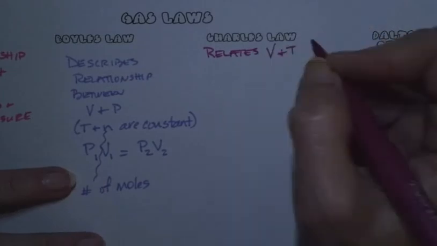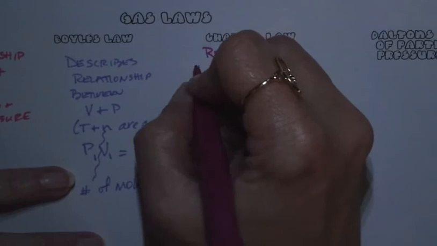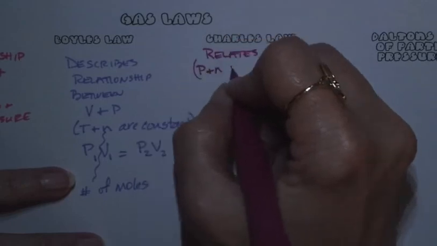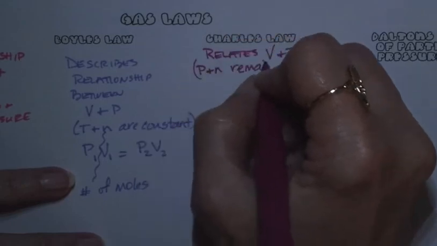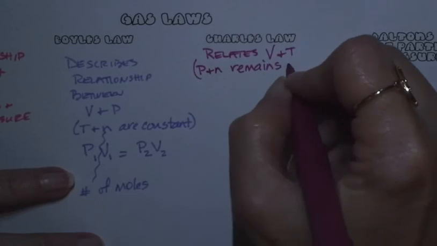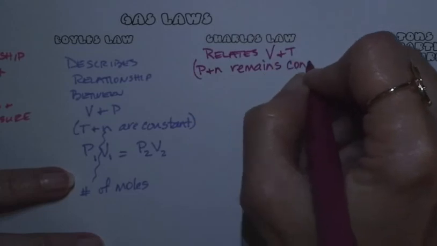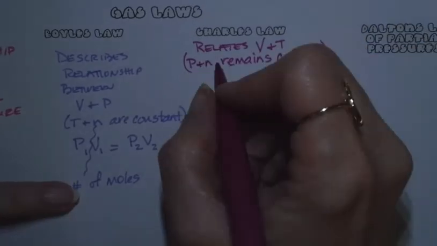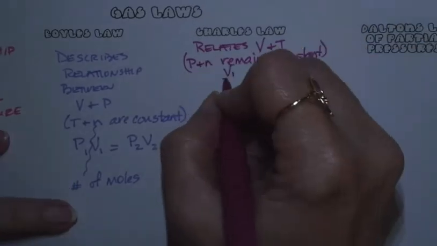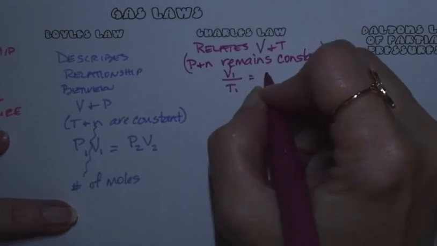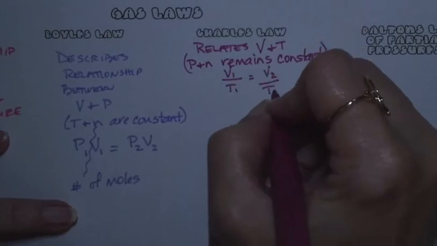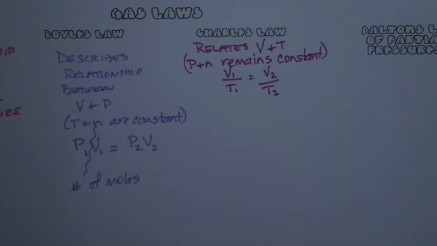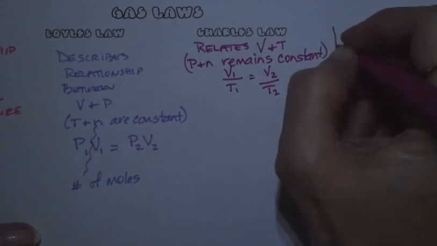Relates volume and temperature. So in this case, pressure and number of moles remains constant. So remember that N is number of moles. So in this case, your equation looks like V1 over T1 equals V2 over T2. And I'm going to kind of block this off a little bit because that didn't use much space, and I need more space for the other stuff.